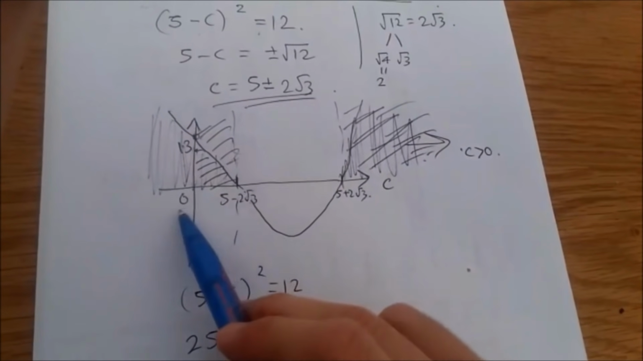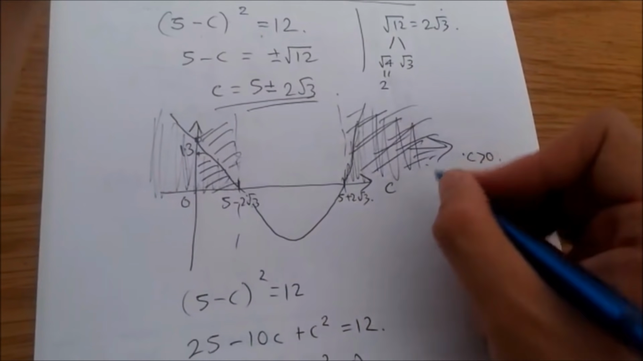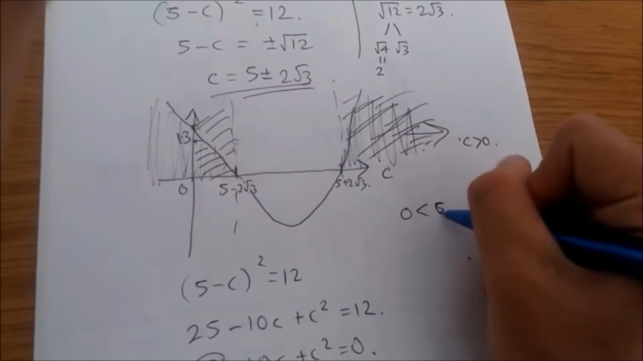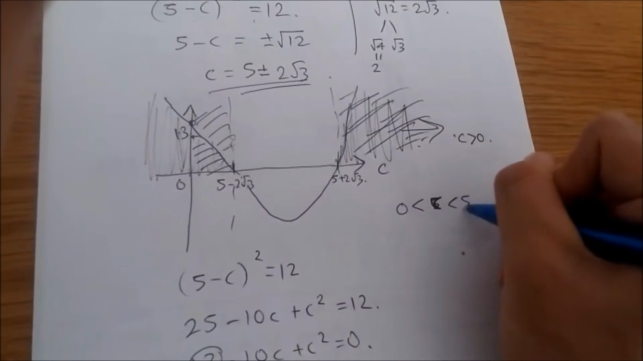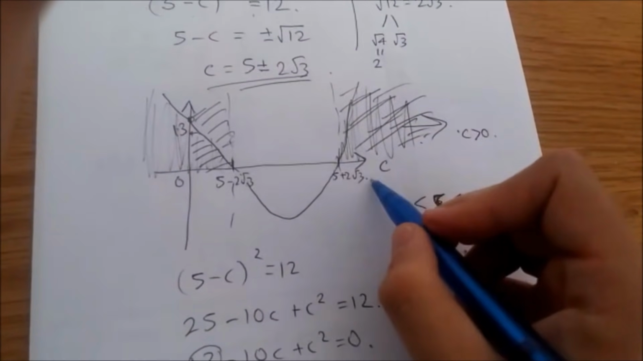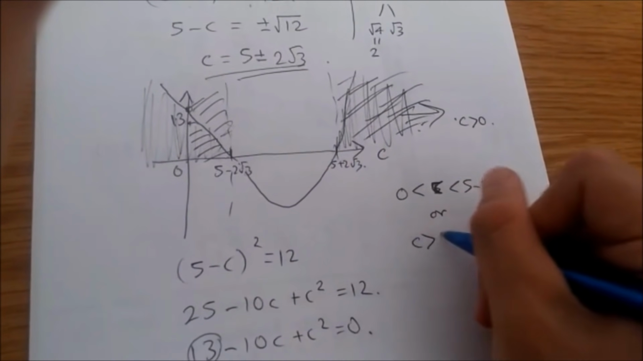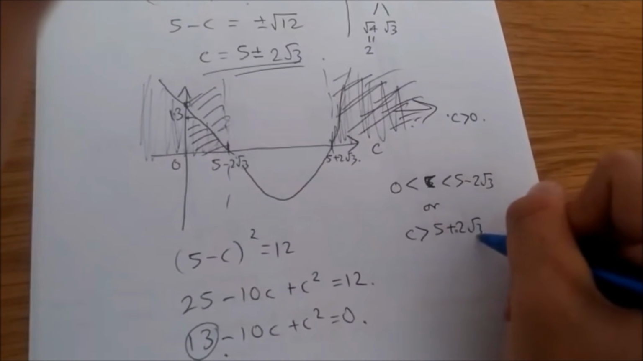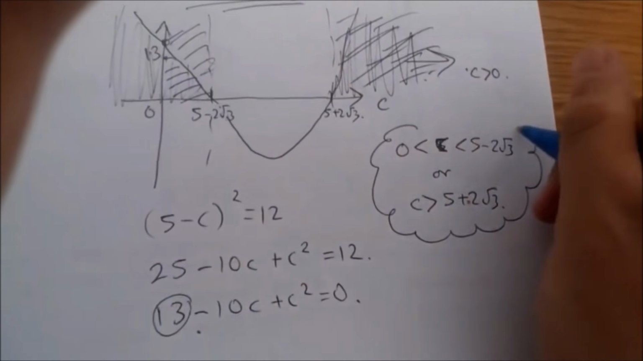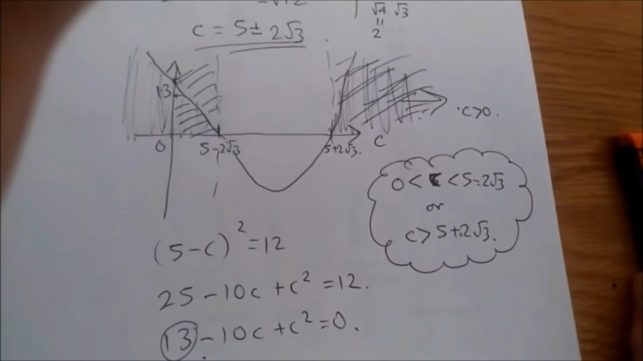So our range of C values will be between 0 and 5 minus 2 root 3. So we say our interval is between this term, so C less than 5 minus 2 root 3, or C is bigger than this term, C greater than 5 plus 2 root 3. And that's it, guys. This is pretty much our inequalities. So let me know how it goes and see if you got the same result.